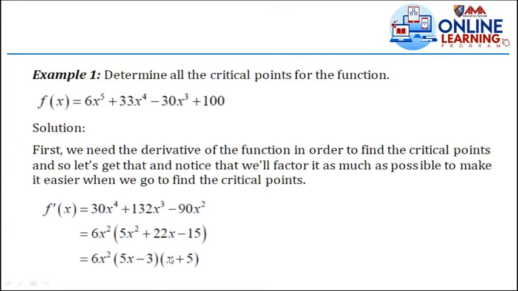So next, we are going to factor this one: 5x squared plus 22x minus 15. If we factor this trinomial, we have 5x minus 3, and then x plus 5. 5 times x, we have 5x squared. 5x times 5 is 25x, minus 3 times x is negative 3x, so we have 22x. Then negative 3 times 5, we have negative 15. So this is the factored form of this trinomial.